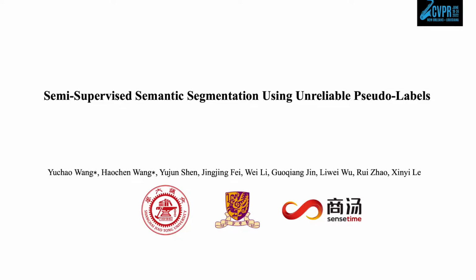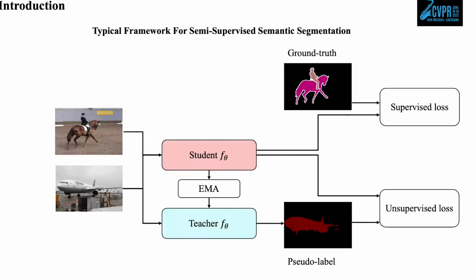Today I am going to talk about our work on using unreliable pseudo-labels, which is an effective pipeline to make sufficient use of unlabeled data in semi-supervised semantic segmentation. Semantic segmentation, as a fundamental task in the computer vision field, relies on large-scale annotated data. To alleviate this problem, many attempts have been made toward semi-supervised semantic segmentation, which learns a model with only a few labeled samples and numerous unlabeled ones.